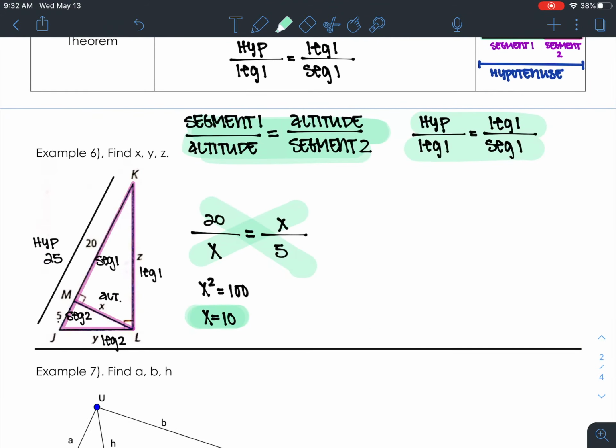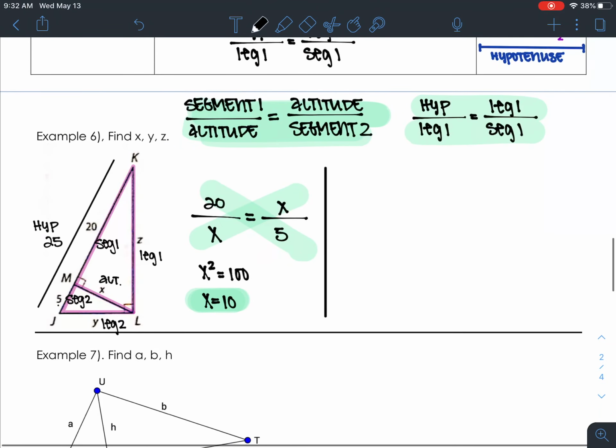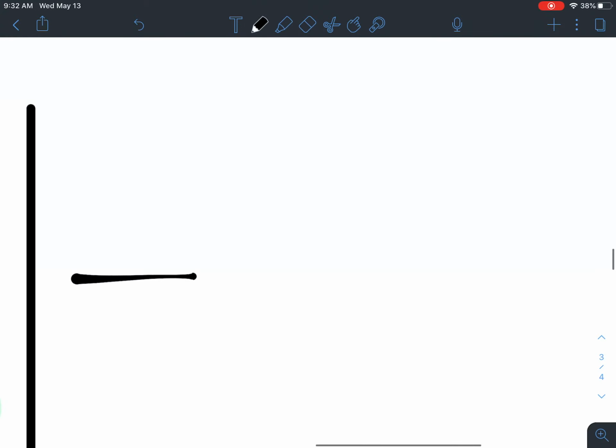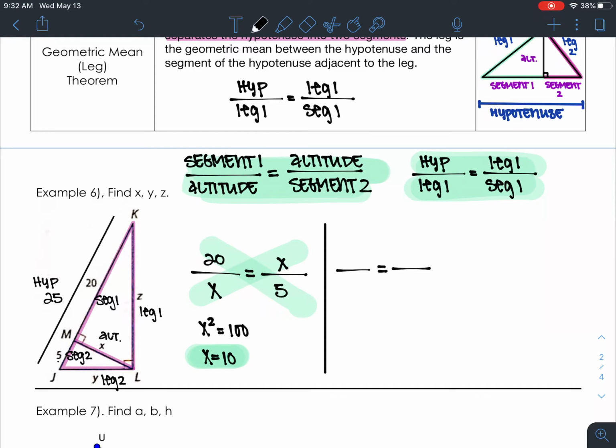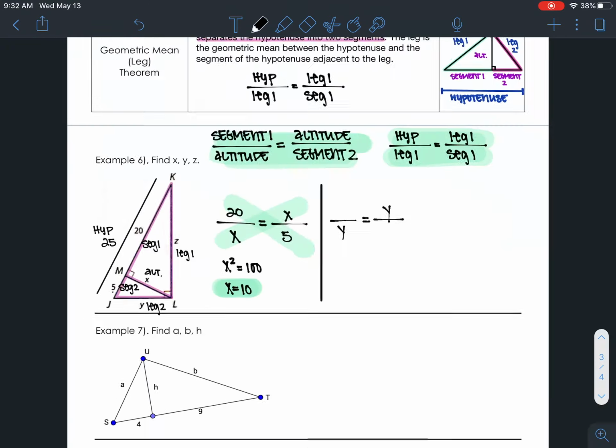Not bad, right? Okay, let's try our next one. Let's find y. So y we labeled as leg 2. Let's take a look. If we're trying to find a leg, which of these formulas are we going to use? Well, we're going to use the one that has the leg in it, right? So let's set up our proportion and start filling it in. The leg that we're trying to find is y, so we're going to put a y here.